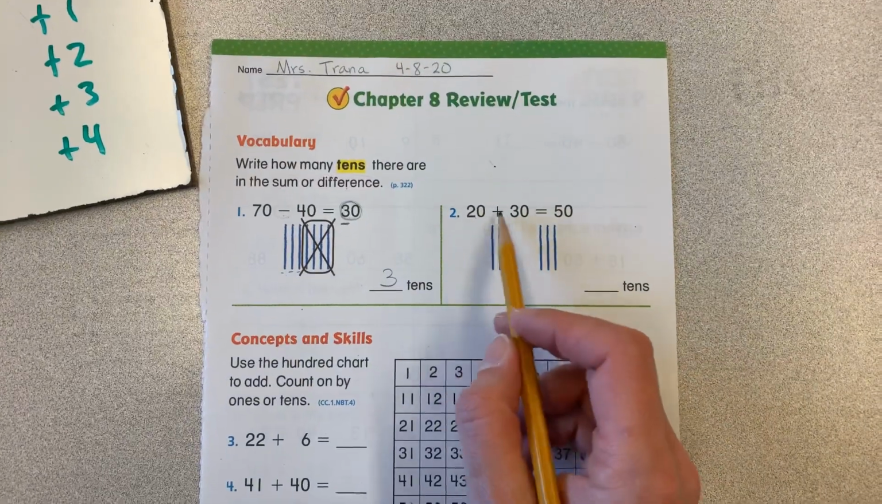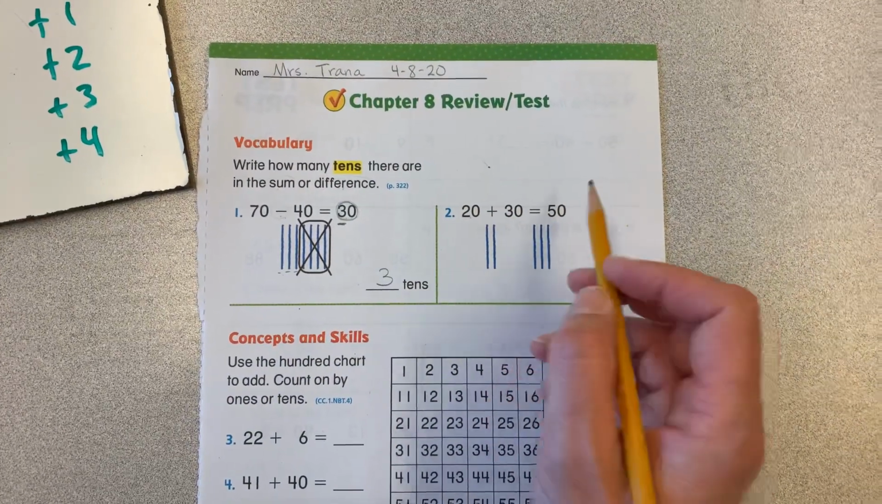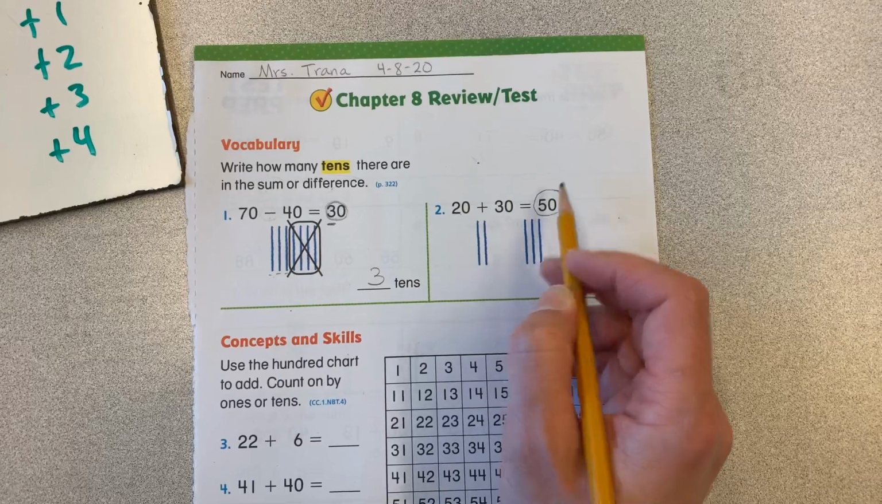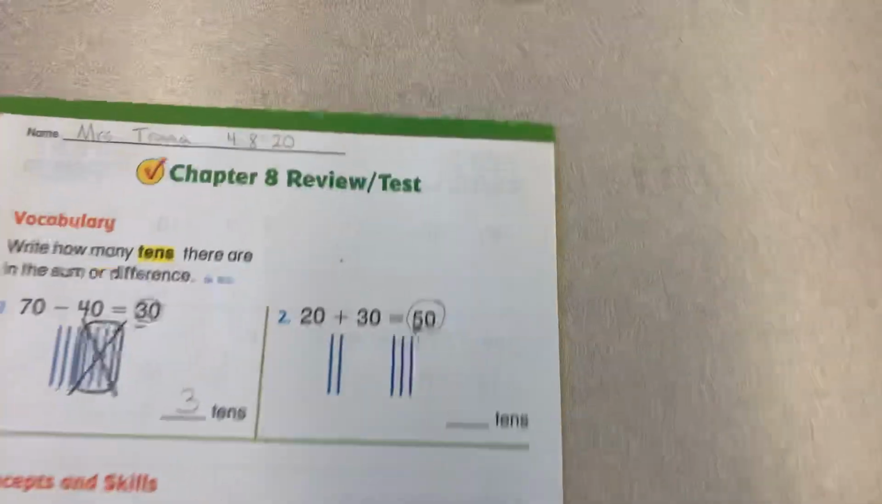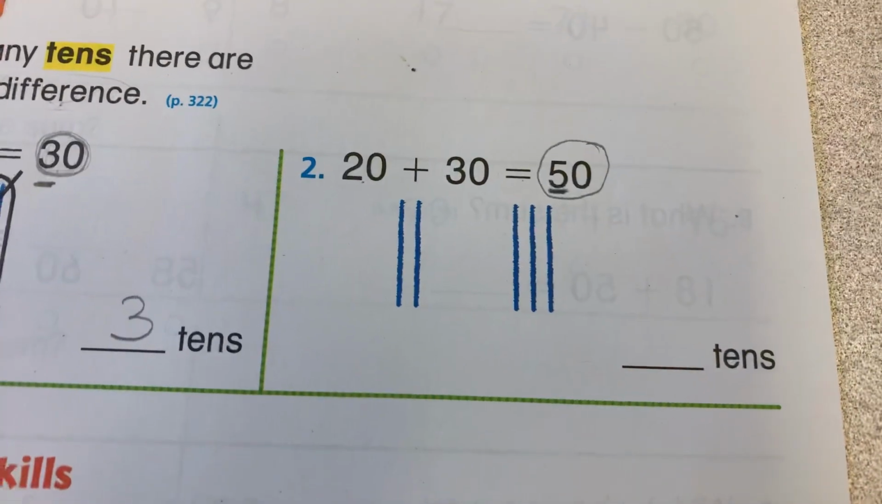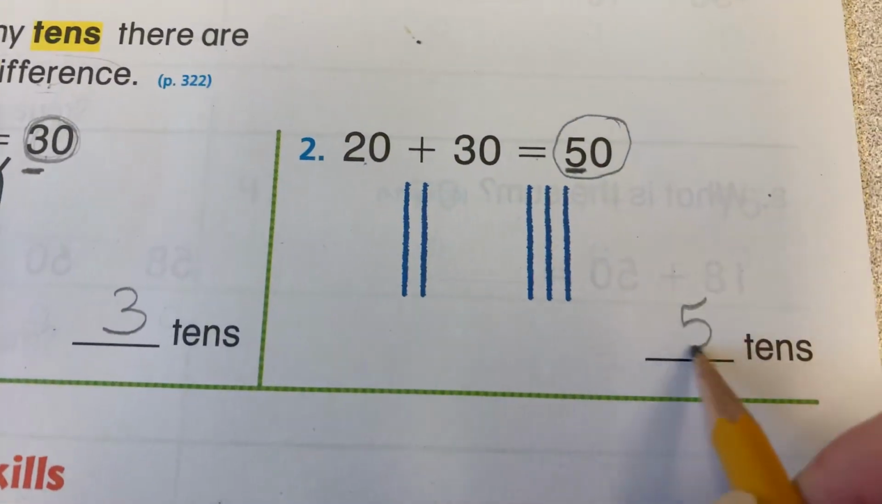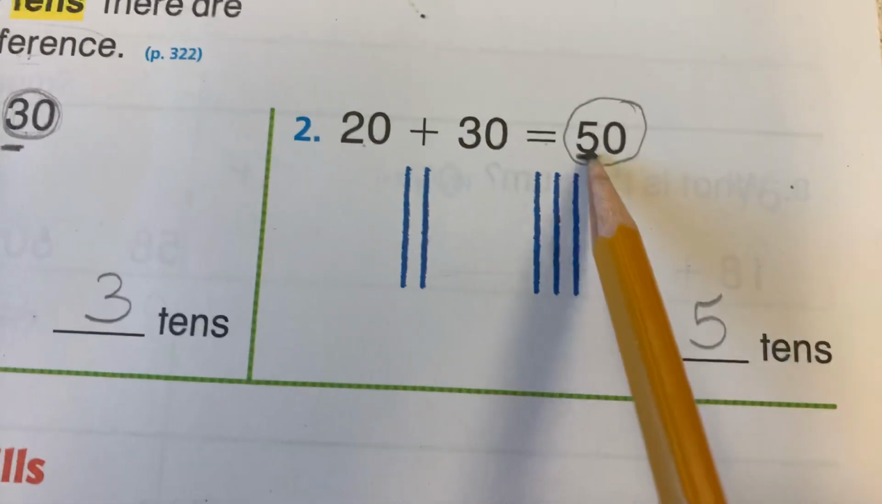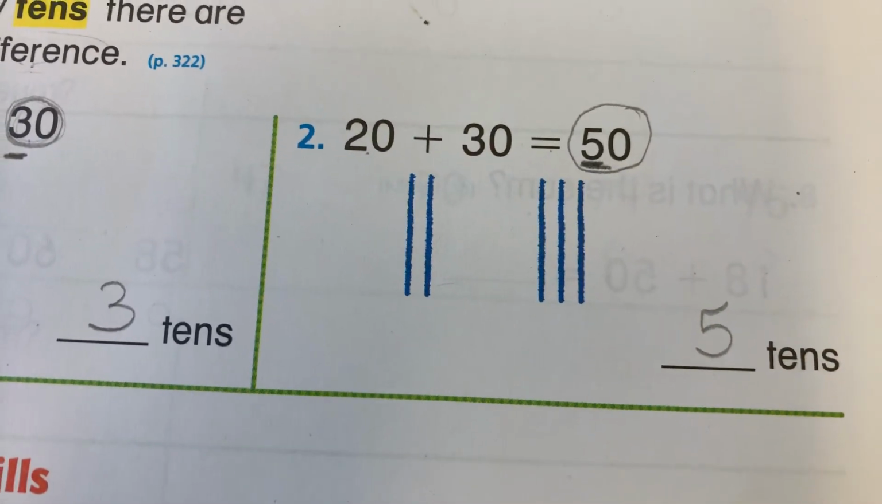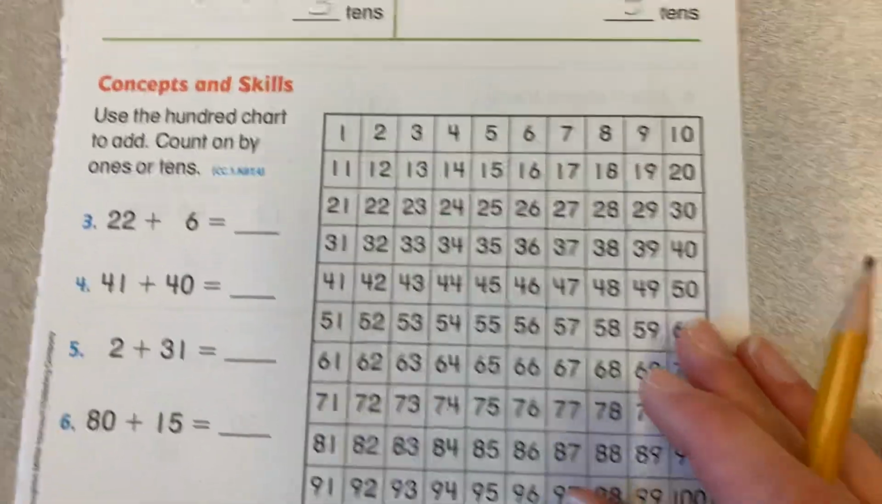Now, number 2, 20 plus 30 equals 50. The sum is 50. How many tens are in the sum? Yes, you would say there are 5 tens in the sum, or 5 rods, you could say. There's our tens place. All right, let's move on.